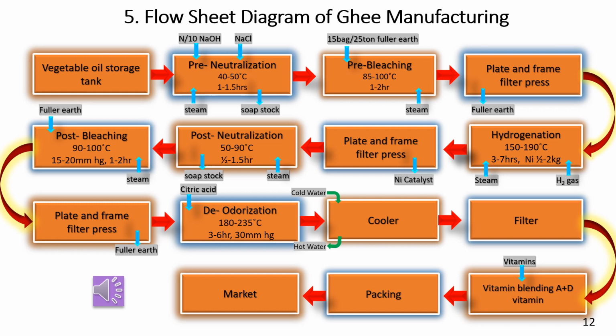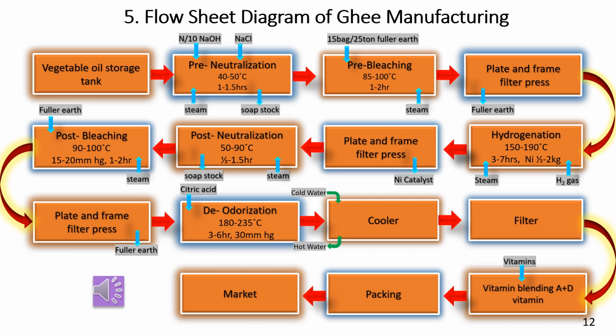We require N/10 NaOH solution. N shows the normality, and it is about 4 gram of NaOH dissolved in 1 liter of water. Besides this, we provide NaCl as our chemical to this chamber. We will provide zinc to our sample, and this process will take about 1 to 1.5 hours at a temperature of 40 to 50 degrees centigrade.